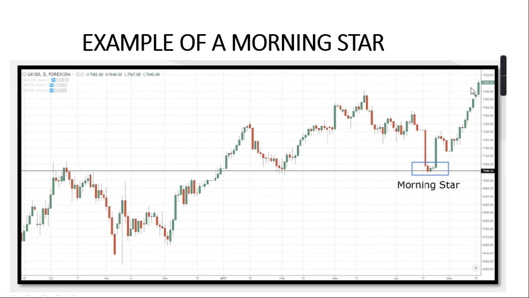Okay, of course these are cherry picked charts just for us to demonstrate to you how these candlestick patterns are formed, and their effect when they're spotted at significant areas of value. I hope you're getting it. Okay, let's move on.